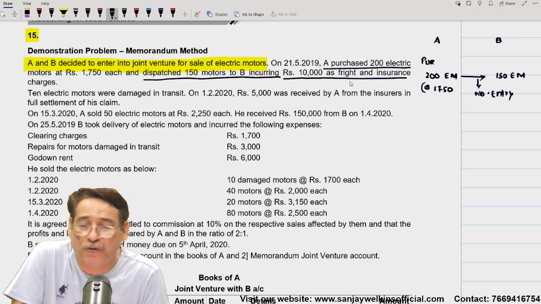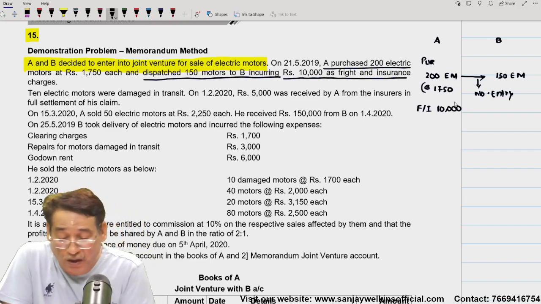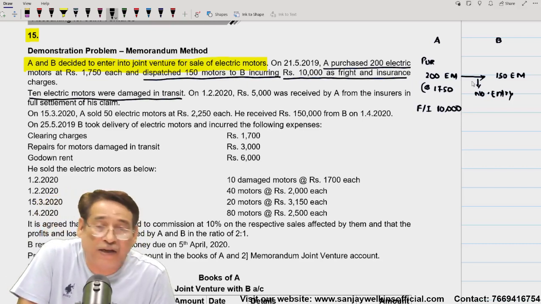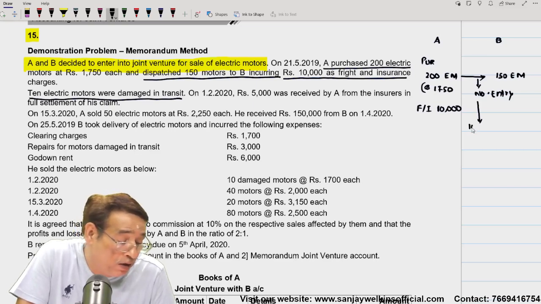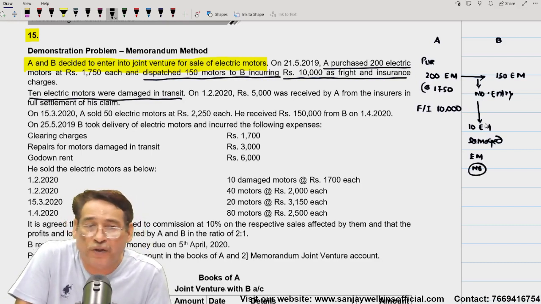Further, it is given that when he dispatched the goods, Mr. A incurred 10,000 on freight and insurance. So on freight and insurance, Mr. A incurred 10,000 rupees. It is also given in the question. Now it is given 10 electronic motors were damaged in the transit. As I told you, when we dispatch the goods, 10 electronic motors damaged. I have already told you under joint venture, we never do any accounting for damaged goods. So no entry will be made for this particular part, electronic motor damaged, correct?